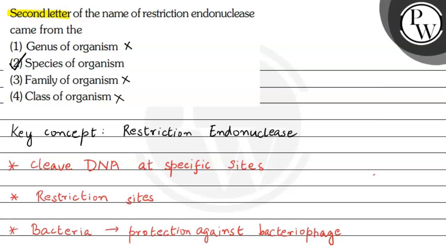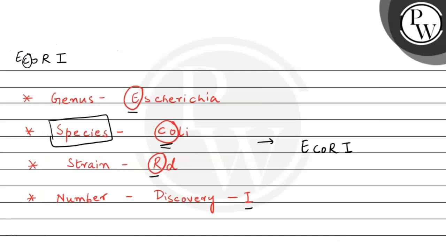So the correct answer out of the four given options is option number 2. Our final answer for the question is option 2, that is species of the organism. So the second letter of a restriction endonuclease is derived from the species of the organism.